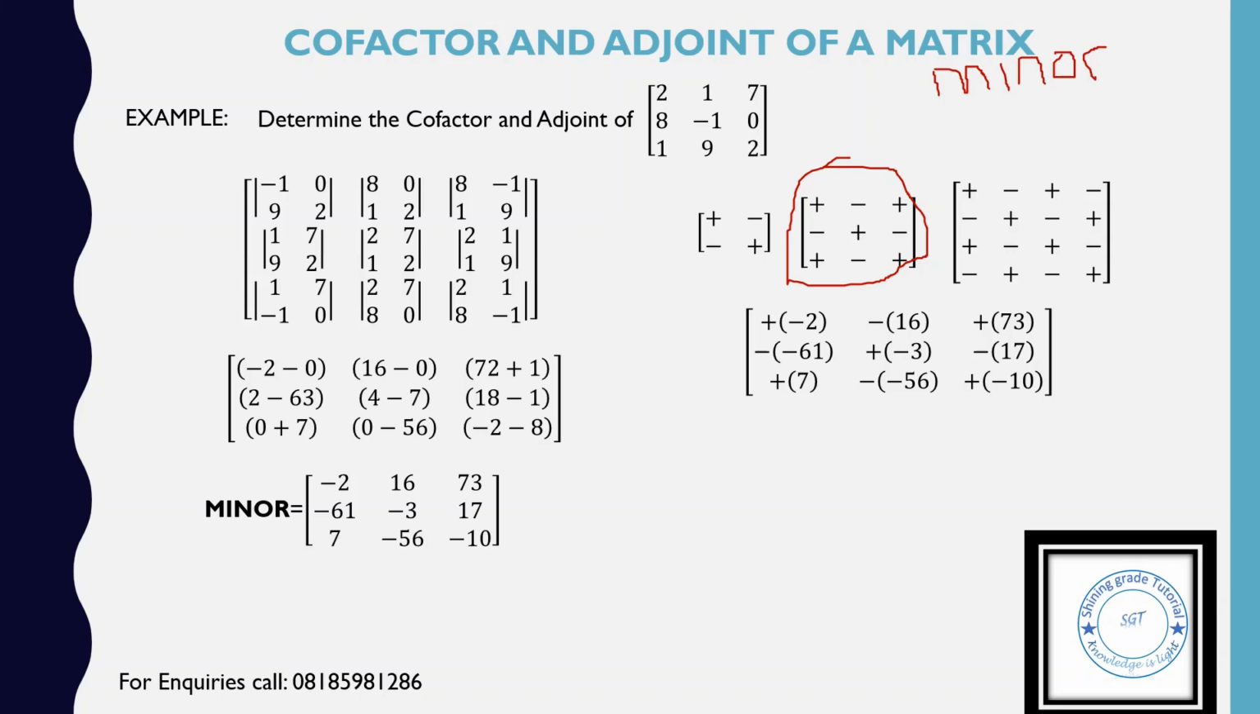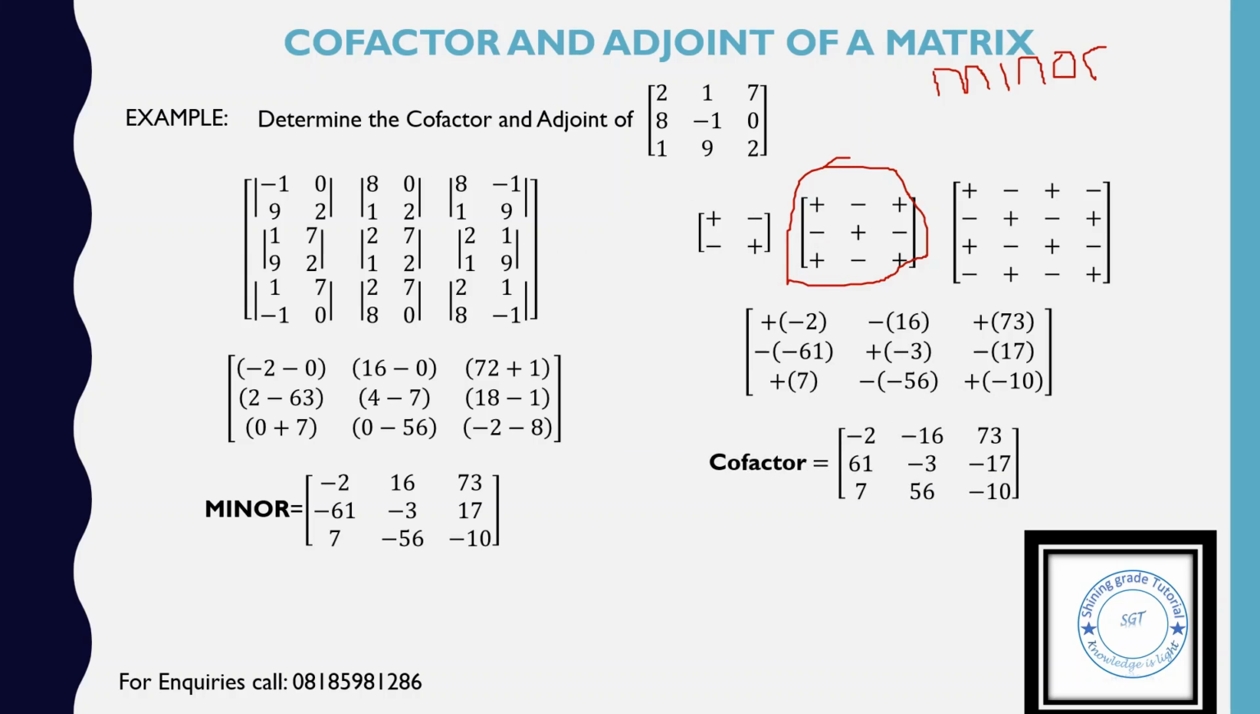So plus is for the first element, as we were able to do the other time. So plus, so plus times minus 2, minus times 16, plus times 73, minus times minus 61, plus times minus 3, minus times 17, plus times 7, minus times 56, plus times minus 10. So we have that now at the one side.